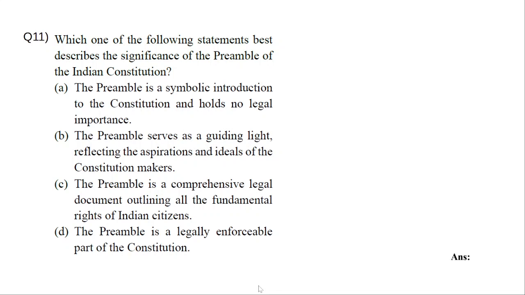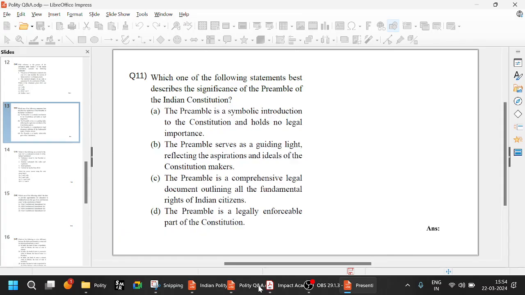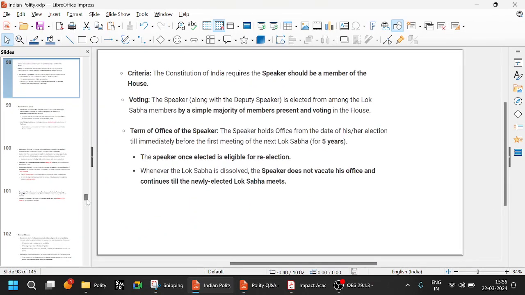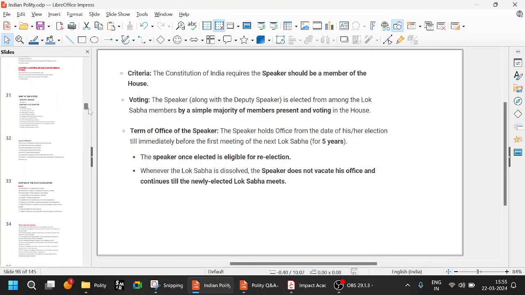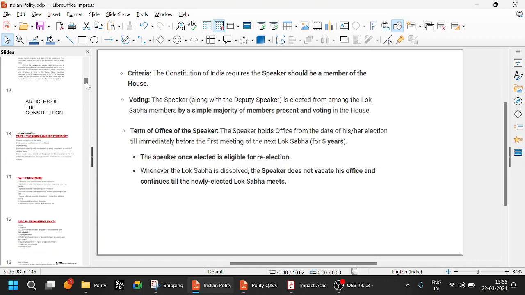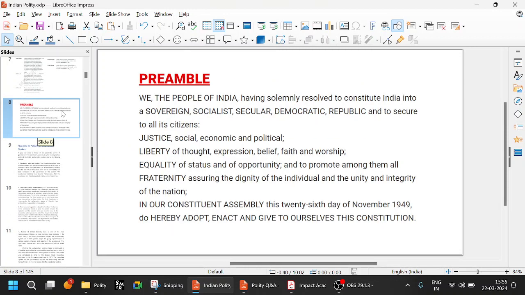Which one of the following statements best describes the significance of the preamble of the Indian Constitution? Now, the preamble we have seen so many times, right? Let us once again briefly look at the preamble, because frequently questions are asked on the preamble, and a couple of things if we keep repeating it will be better for us. So the preamble, you have to remember: sovereign, socialist, secular, democratic and republic. Out of this, secular, socialist and integrity are added later, in the 42nd Constitutional Amendment Act of 1976.